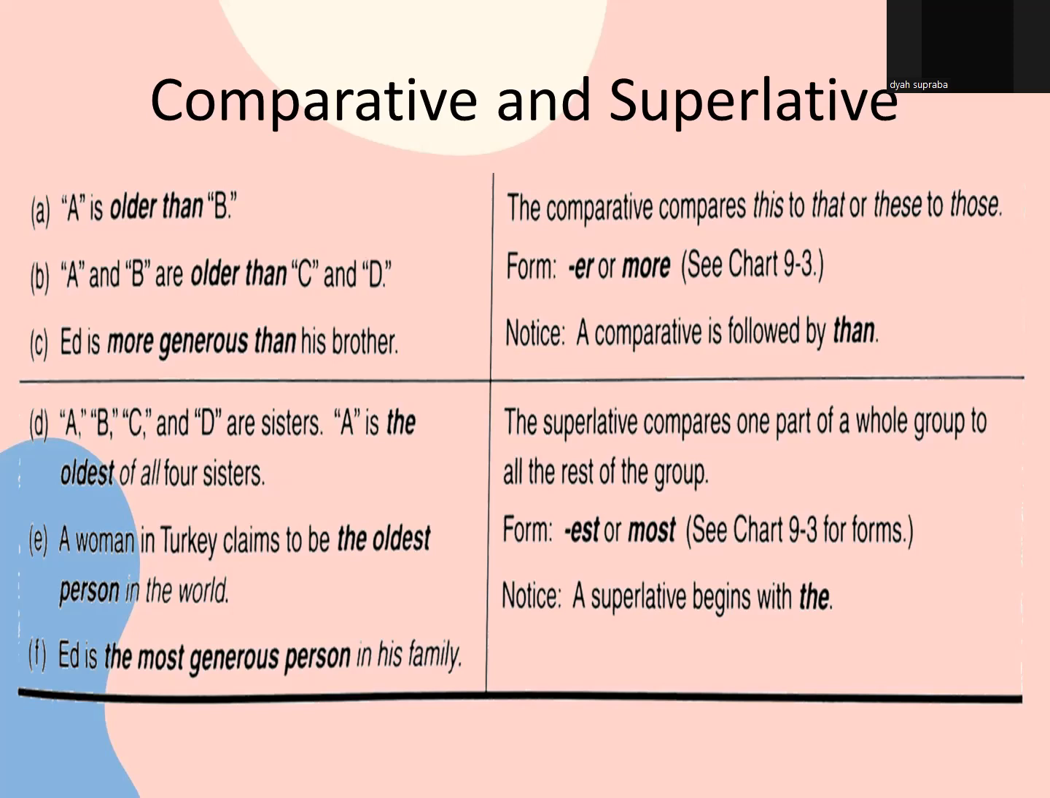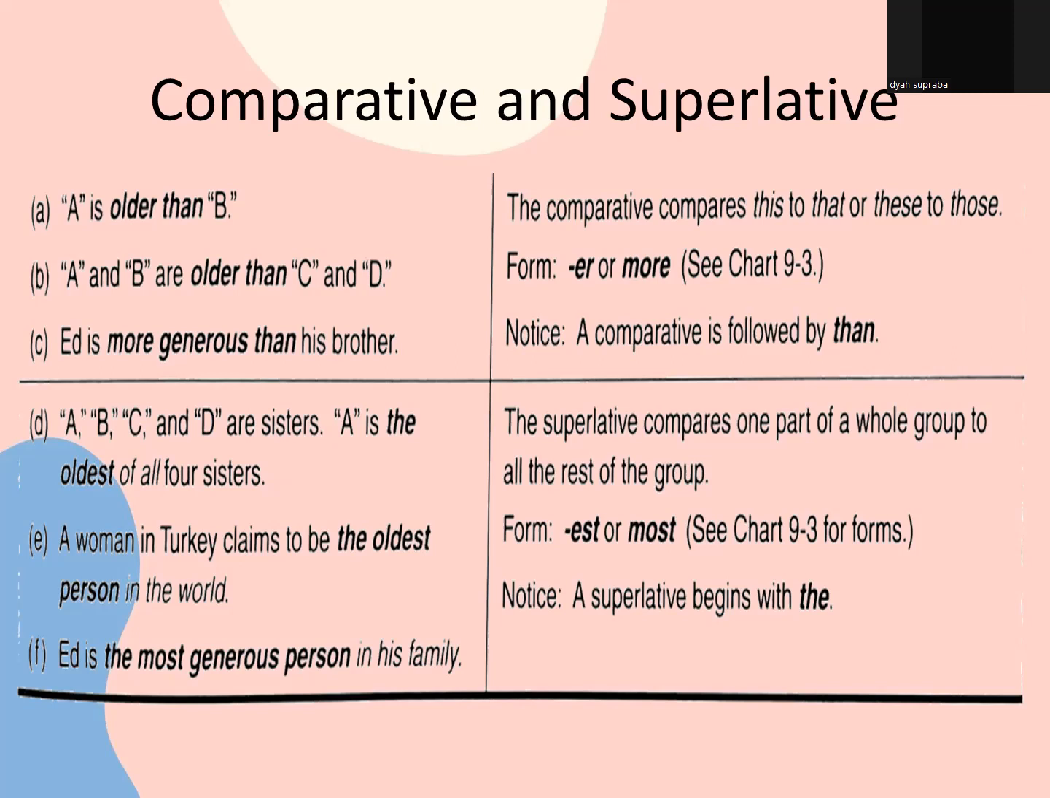And then the last one, Ed is more generous than his brother. So in here we use comparative. The comparative compares this or that, or this to those. Usually we make comparative by using adjective plus er or by using more plus adjective. For example, the adjective old, the comparative will be older. The adjective generous, the comparative will be more generous.